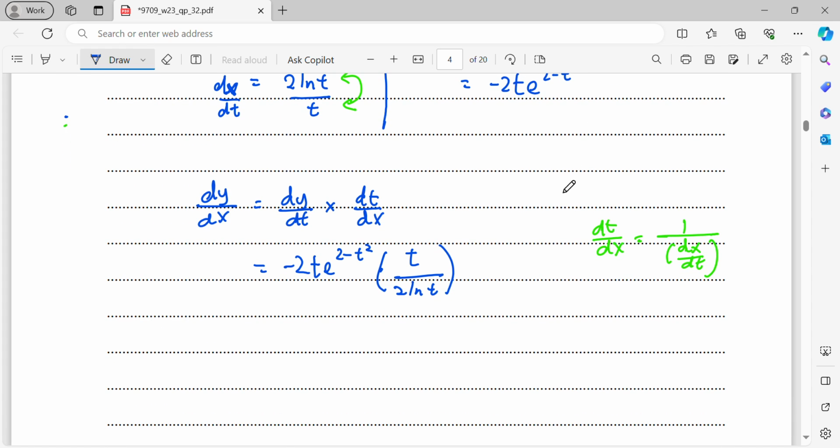Okay, then from here, if you want to simplify, you can cancel off the 2 first and then combine all together. Then that will be negative t squared exponential 2 minus t squared over ln t. Okay, that is our expression for dy over dx.